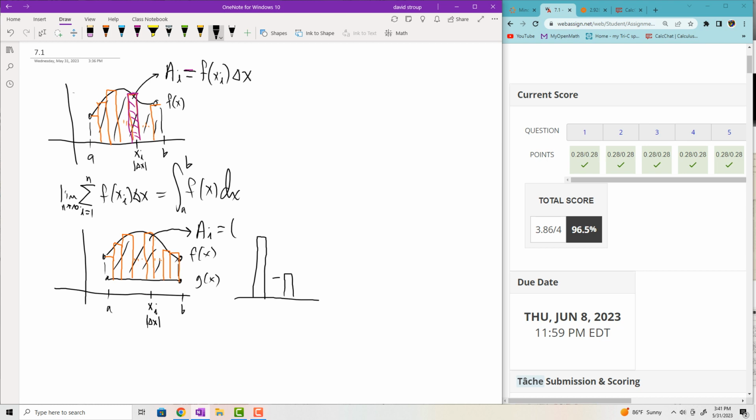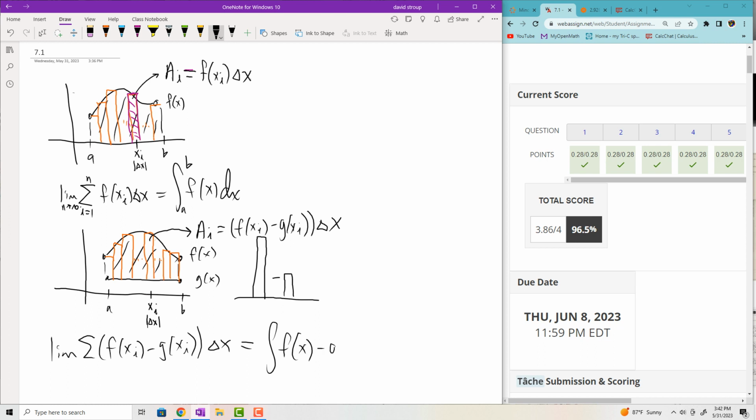So in that case, the height is f of x sub i minus g of x sub i, and then times change in x. And again, we could sum all of those up to get an approximation and take the limit as the number of rectangles goes to infinity. But at the end of the day, what you end up with is just the difference between these two functions, f of x and g of x.